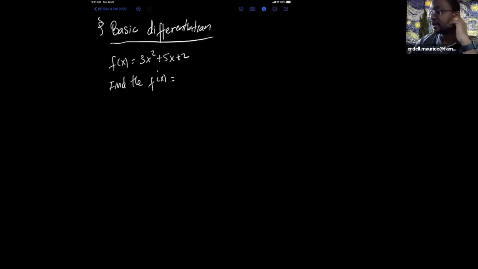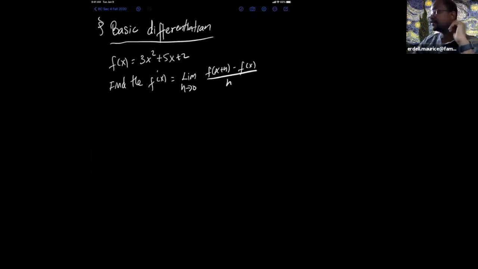On the last test, if I give you a function, say f of x is equal to 3x squared plus 5x plus 2, and I ask you to find the derivative of the function, f prime of x, you'd have to go through this long process right here. You have to find the limit as h goes to 0 of f of x plus h minus f of x, divided by h.